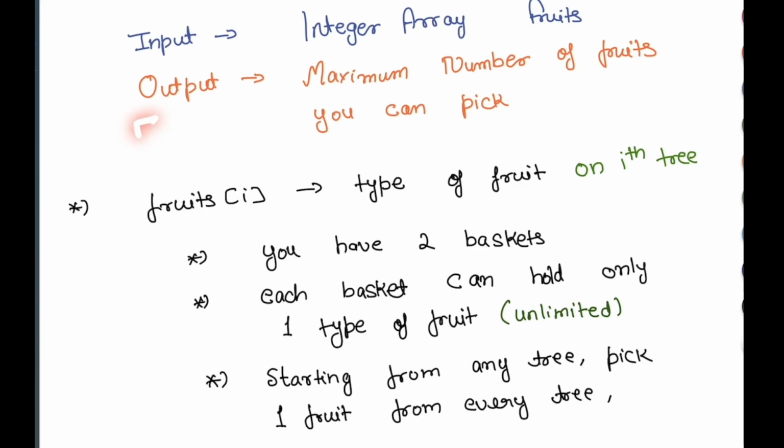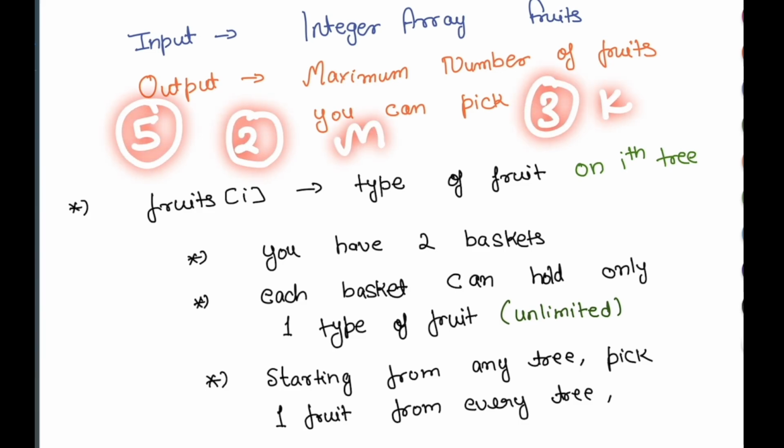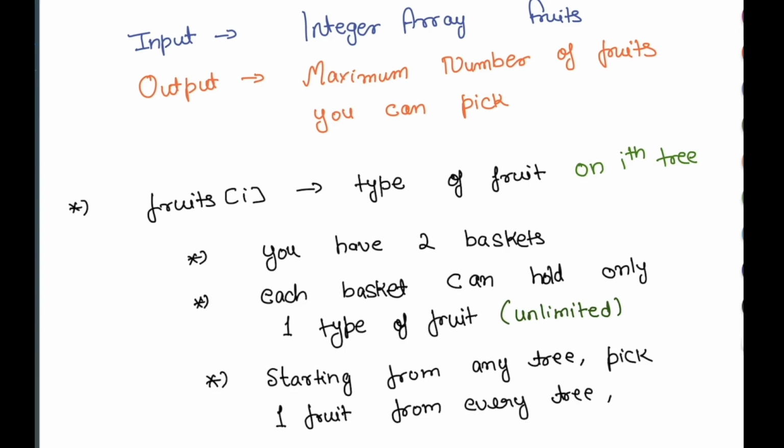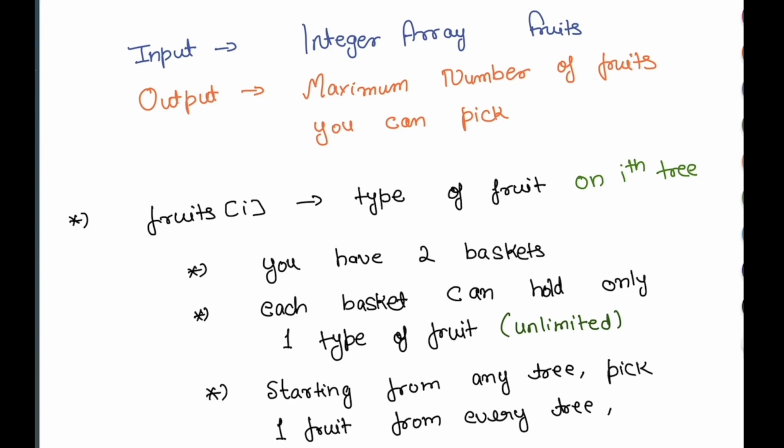For example, if you have 5 trees, maybe 2 trees can be of mango, 3 trees can be of kiwi. But one tree cannot have multiple fruits on it, right? So that is what the input is. The given input integer array is a row of trees, and every data at index i is a type of fruit on the ith tree.